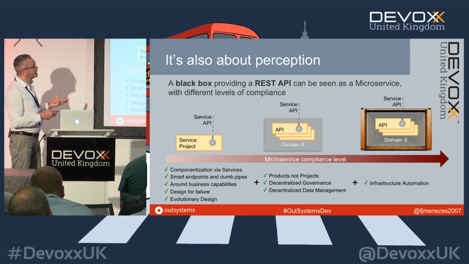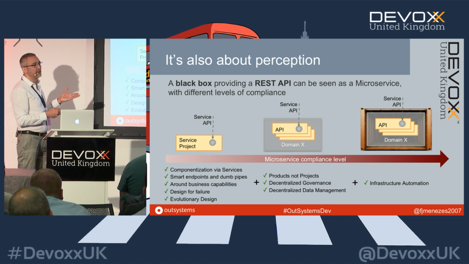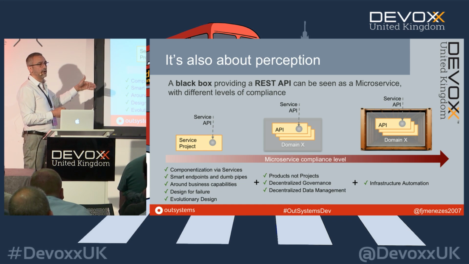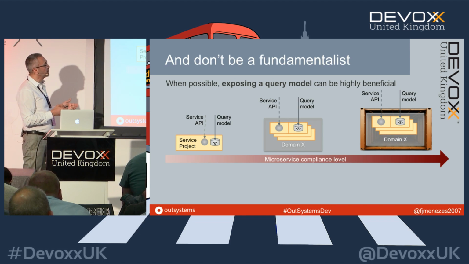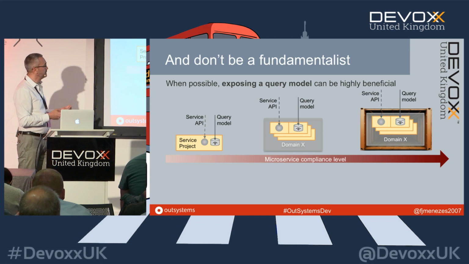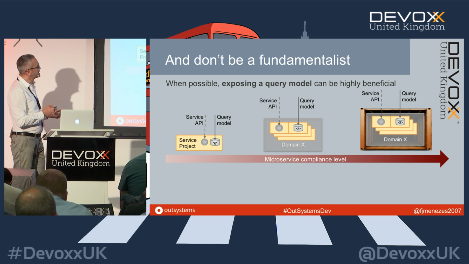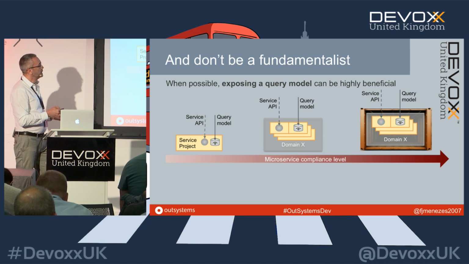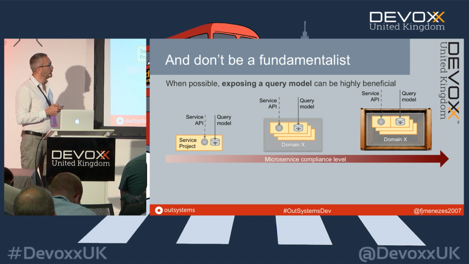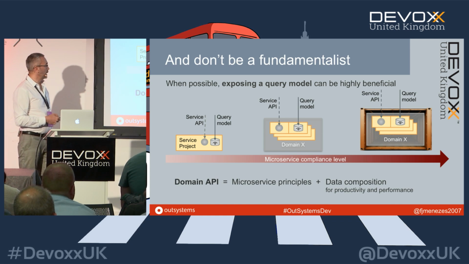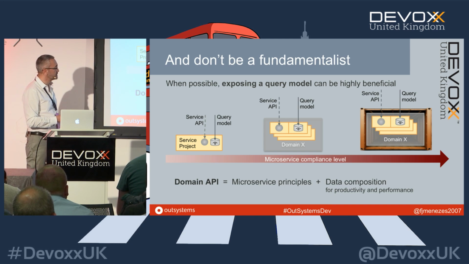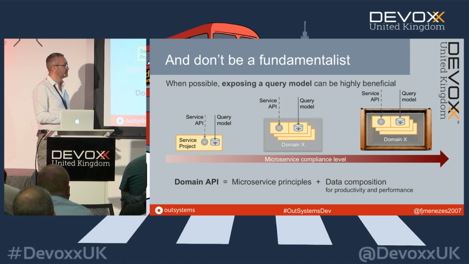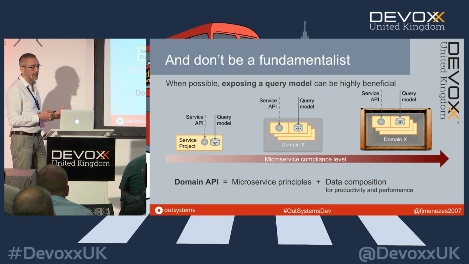And my key point here is that you should not be fundamentalist on this aspect. Whenever possible, you should expose a query model, because this is highly beneficial. So besides the service API, whenever possible, you add a query model. And of course, the domain API, such as this, will have the microservice principles plus data composition for productivity and performance. Okay?